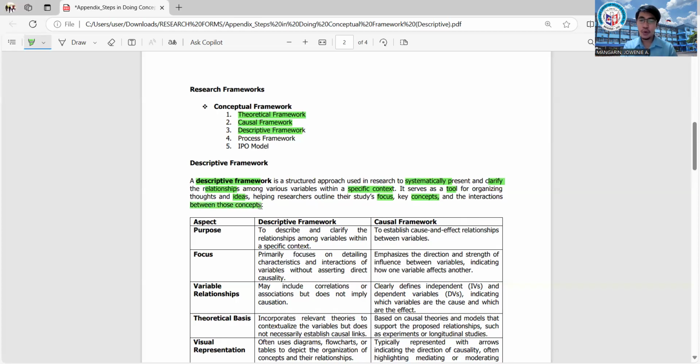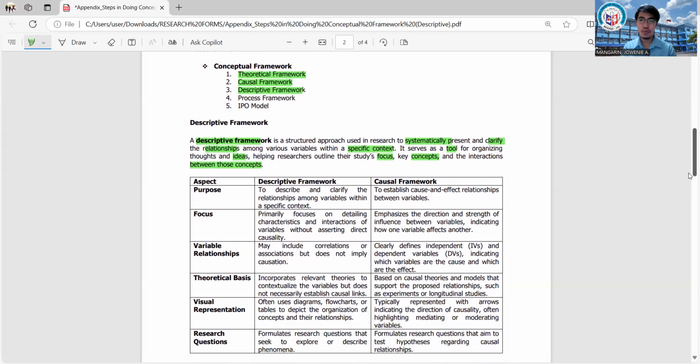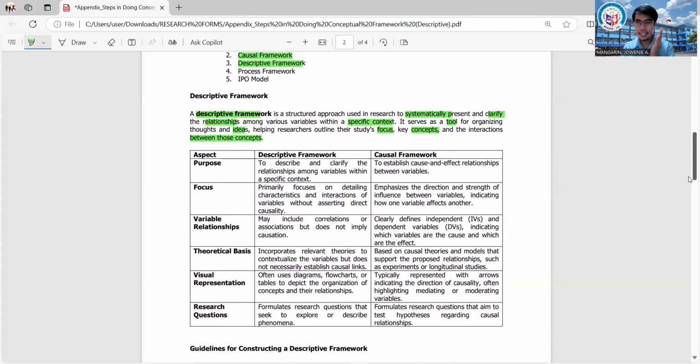Okay? And for us to better understand pa ano yung pinagkaiba ng causal framework sa descriptive framework, let's have this table of comparison. Tingnan natin para hindi tayo malito. When it comes to purpose, kapag ang objective ng mga researchers is just to describe the relationship and clarify the relationship among variables, ang framework na gagamitin natin is descriptive framework.